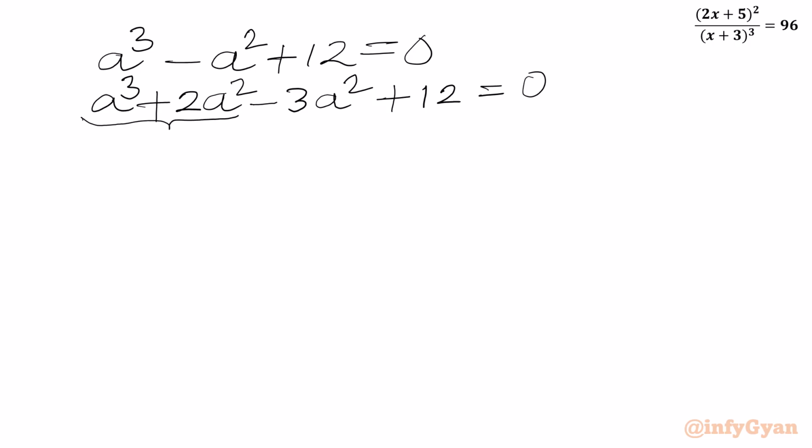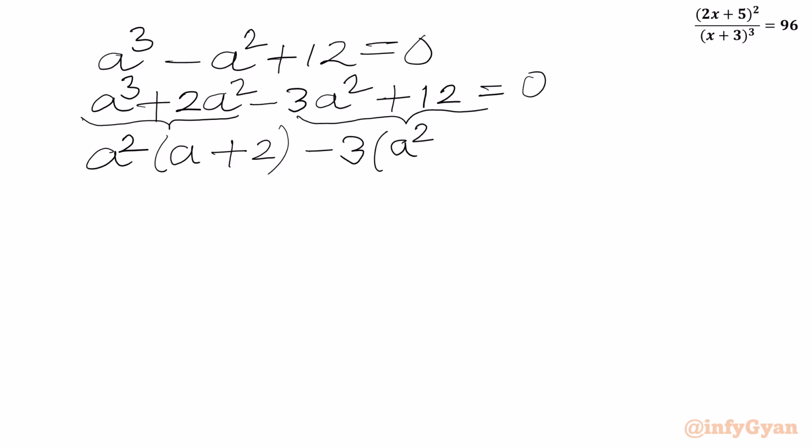Now from these two terms, a square is common. So in the bracket, we'll get a plus 2. From these two terms, I will take minus 3 common out. So in the bracket, a square minus 4. So I will write 4 as 2 square equal to 0.